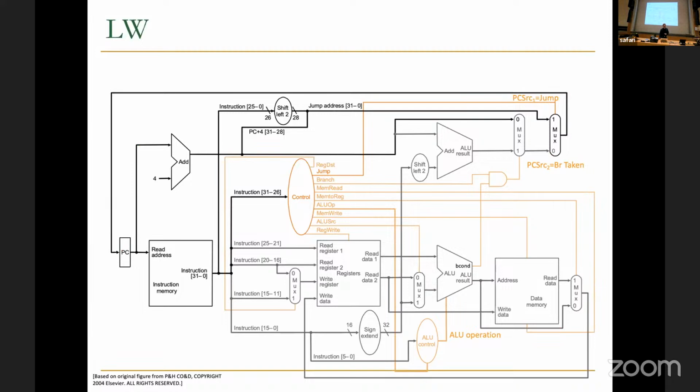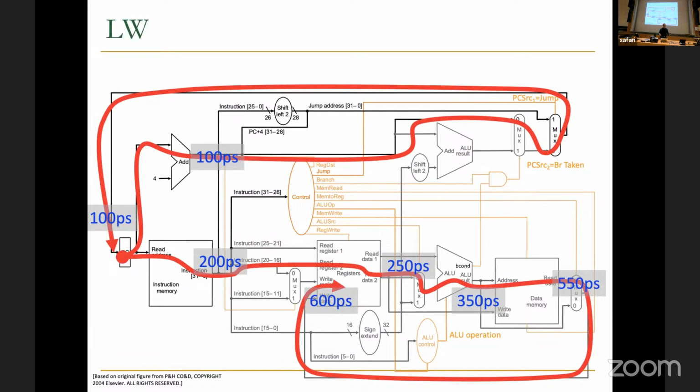Okay, load word, let's take a look at it. Basically, you do the same thing. Load word also needs to increment the PC, so don't ever forget that path. It's not the critical path, but it could be, depending on what you really need to do. In load word, you need to fetch the instruction. You need to fetch the registers. You need to go through the ALU to add the register to an offset coming from the instruction. And then you need to access memory. And then you need to write the data back to the register file.